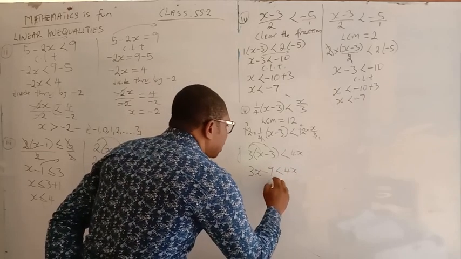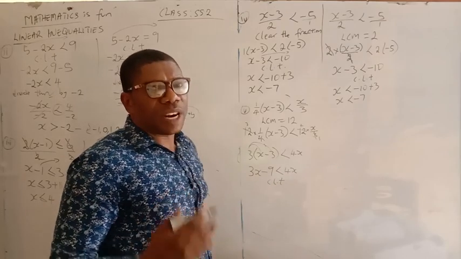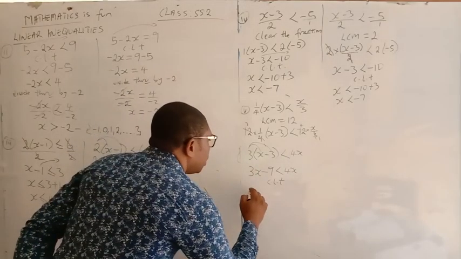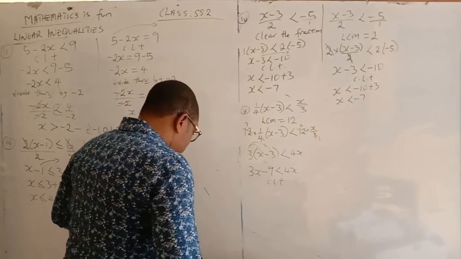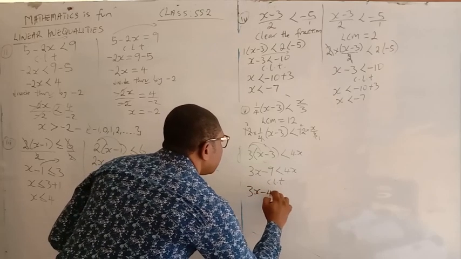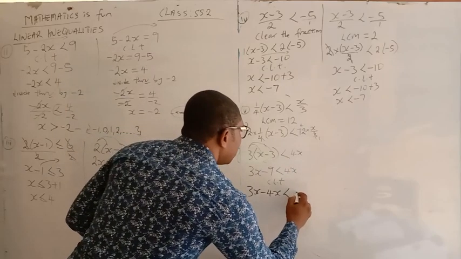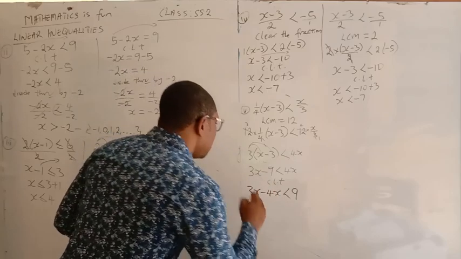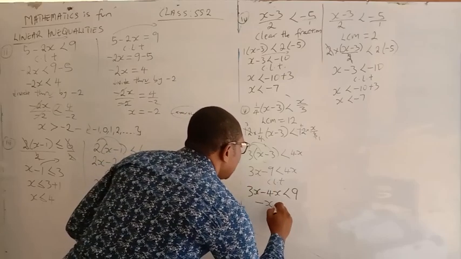So I'm going to collect the like terms here. I prefer to have the variable, the unknown, on the left hand side. So I'm going to bring this 4x to the left hand side, and that will give us 3x minus 4x less than, then this constant is moving to the right hand side, and that will give me 9. And 3x minus 4x will give me negative x, that is negative 1x less than 9.